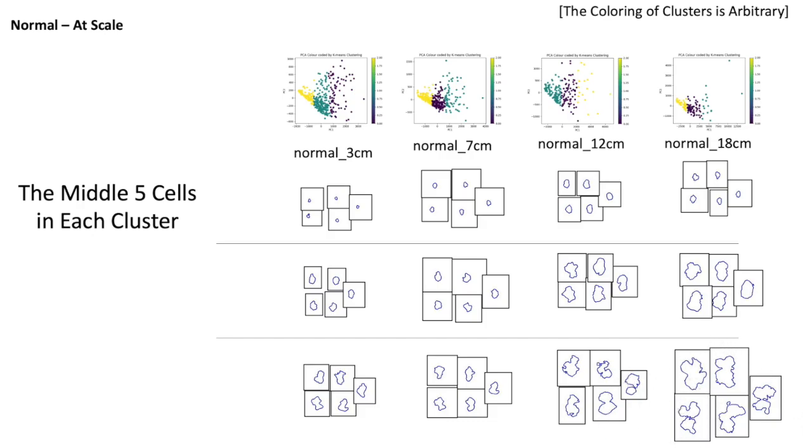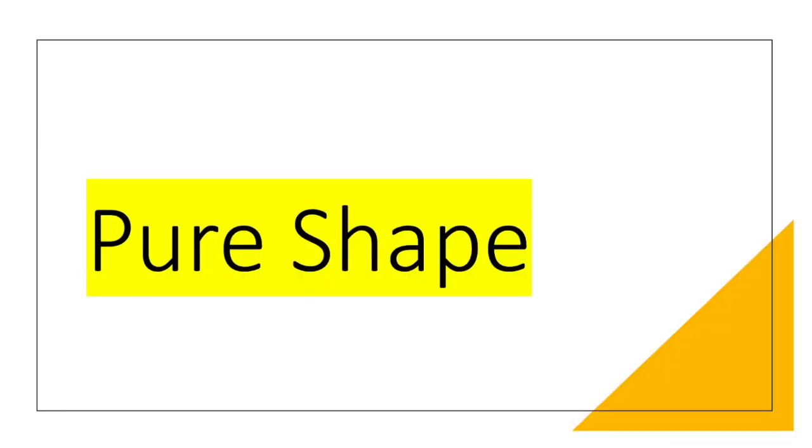Now let's look at pure shape. Previously, we measured the shapes of the alveoli at scale, which means we measure both shape and size at the same time. But Shape Genie allows us to measure pure shape, which is special because we measure shape apart from size.